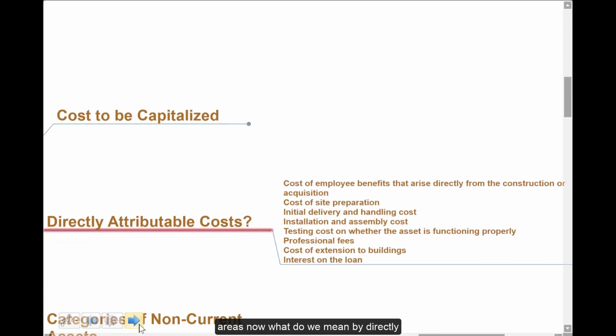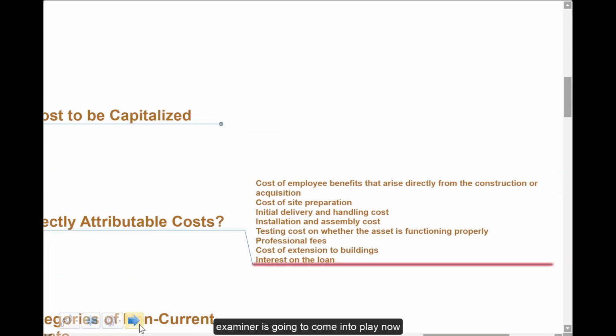Now, what do we mean by directly attributable costs? Now, here's where the examiner is going to come into play. Now, I'm not going to read the list for you. I'm pretty sure that you can read the list yourself. What I'll say is this: there's quite a lot of variables here. Everything's from, so for example, professional fees, maybe a legal fee associated with the purchase, possibly maybe an assembly cost, maybe, as we said up top, site preparation, a variety of different things.